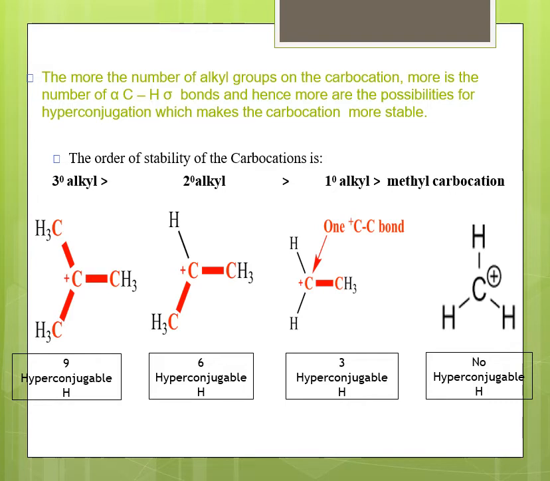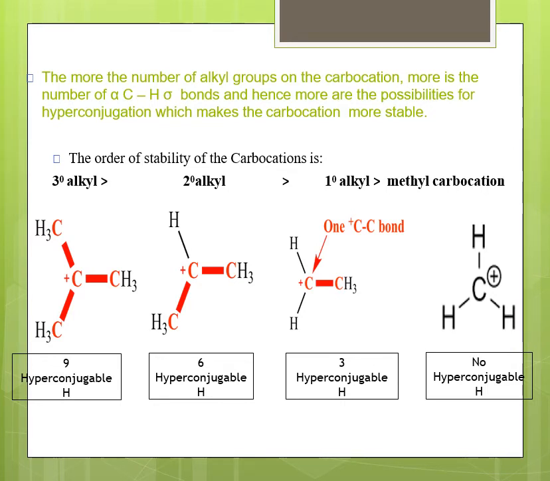In case we have 2 methyl groups attached, these 2 methyl groups with 6 hydrogens can stabilize this positive charge. So we have 6 hyperconjugable hydrogens, and in case of this structure with only 1 methyl, we have 3 hyperconjugable protons that can stabilize this positive charge. But in case of the methyl carbocation, we don't have any hydrogen that can stabilize this positive charge.